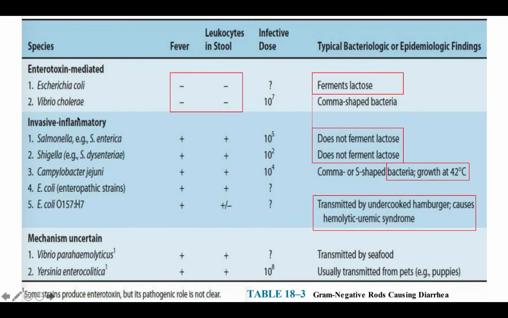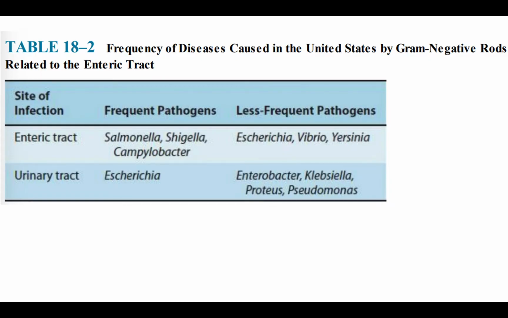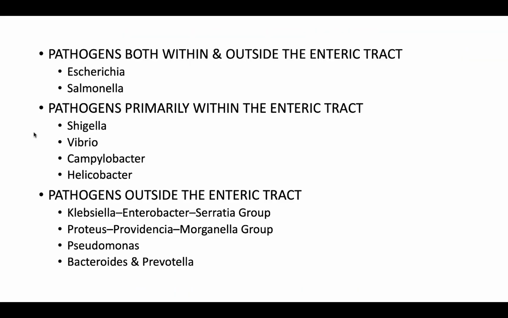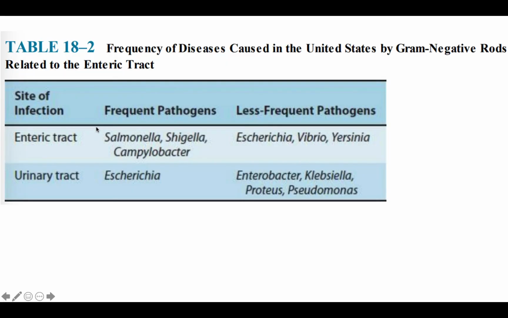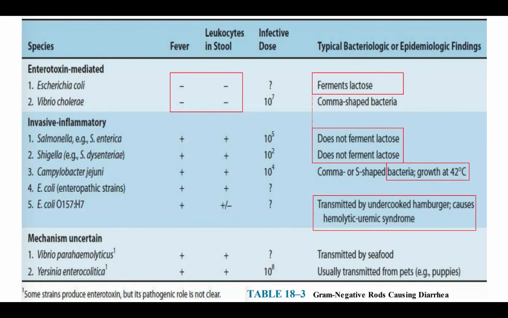So if we go back to Shigella, Salmonella, Campylobacter, Vibrio, they are primarily in the enteric tract. So usually the non-lactose fermenters do not leave the enteric tract. This is just a small way. We said Campylobacter is comma-shaped and grows at 42. Vibrio is a comma-shaped bacteria, and then we have Helicobacter, which we identify by looking at urease activity. Helicobacter is not here. Okay.